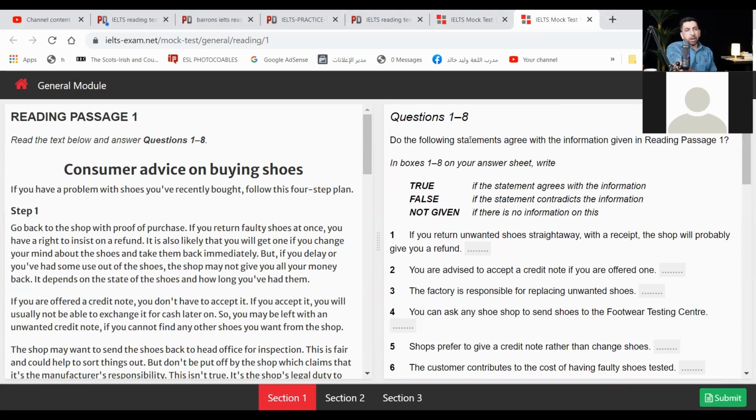Okay, now I want you to answer the questions by talking to me about what you are going to answer. And there is no rush. I want you to take your time. Questions one to eight: do the following statements agree with the information given in reading passage one? True, false, and not given. If the statement agrees with the information, it's true. If the statement contradicts the information, give it false. And if there is no information on this, it's not given. So if you return unwanted shoes straight away with a receipt, the shop will probably give you a refund.